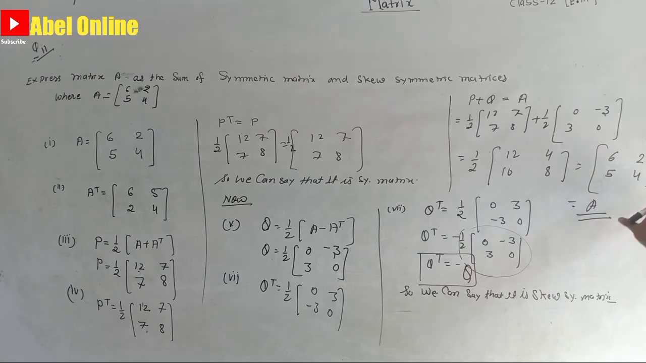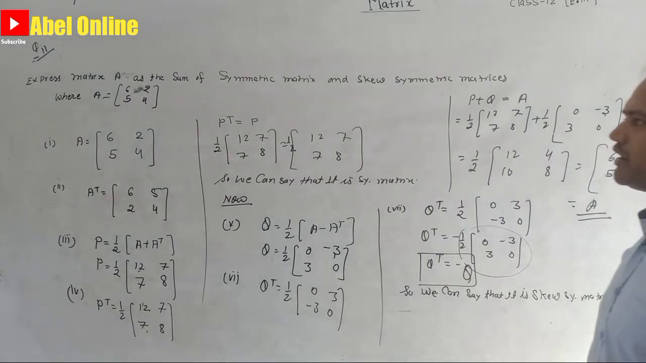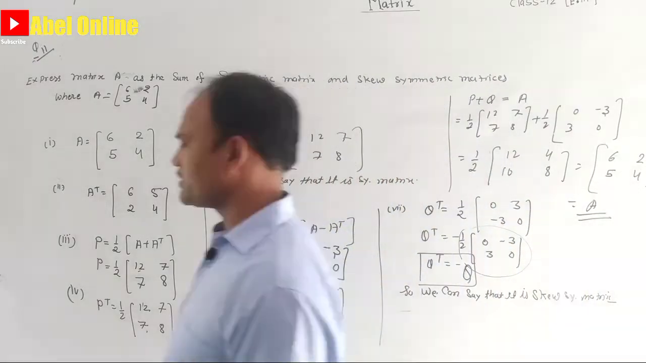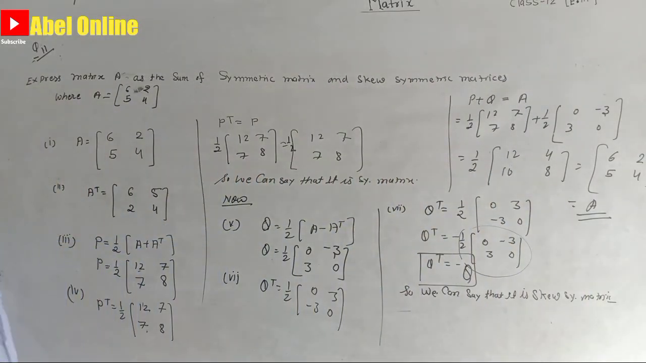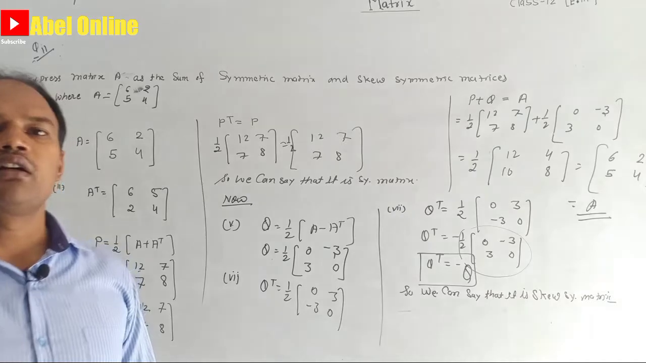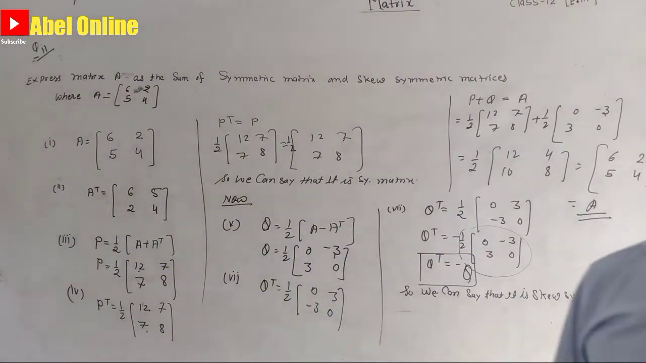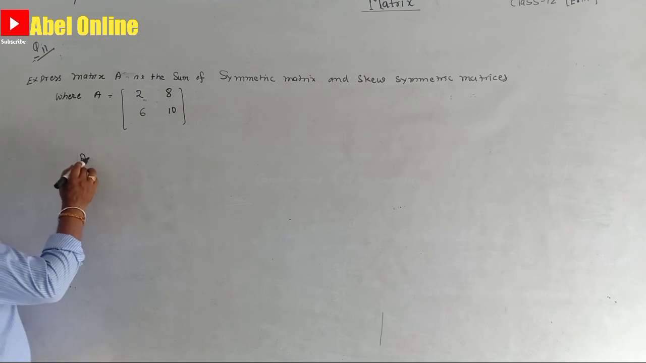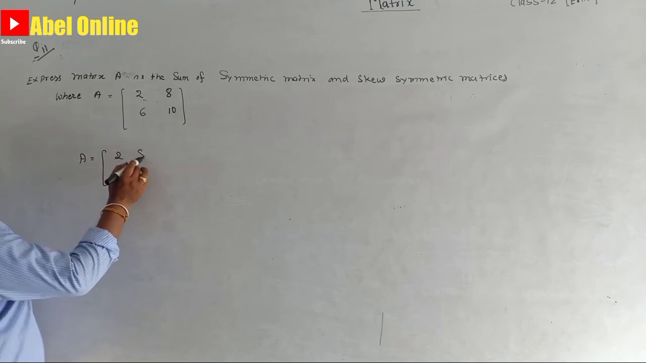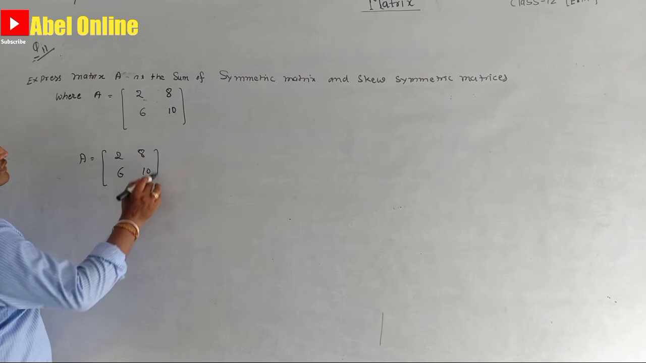So we can say that A is presented as the sum of a symmetric matrix and a skew symmetric matrix. So it is clear now that we can present any matrix as the sum of a symmetric matrix and a skew symmetric matrix. But be careful, it should be a square matrix. So do you want to take some other question? A is given: 2, 8, 6, 10.